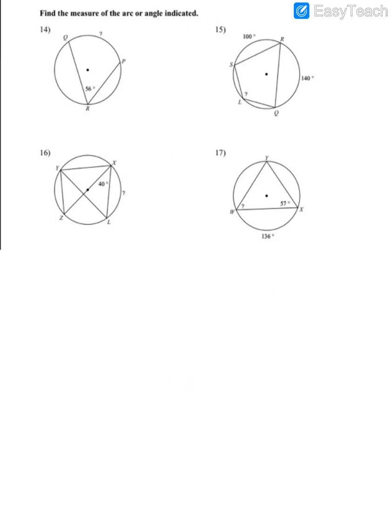Alright, so number 14, find the measure of arc or angle indicated. So here we go. We need this little piece here, the arc. So the arc is always twice the angle. And we know the angle is 56, so that means the arc must be 2 times 56, which is 112 degrees.